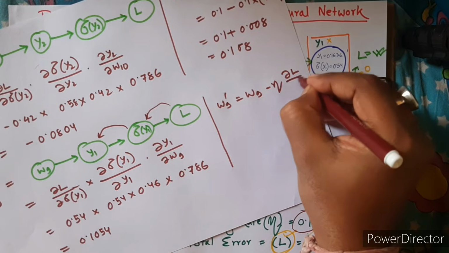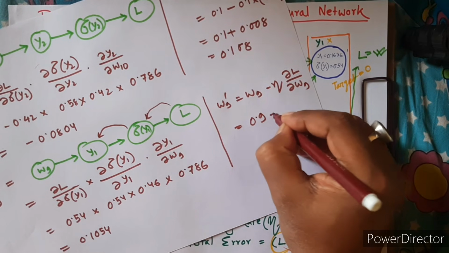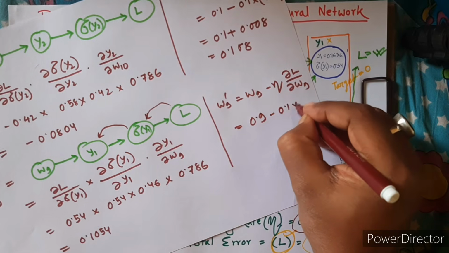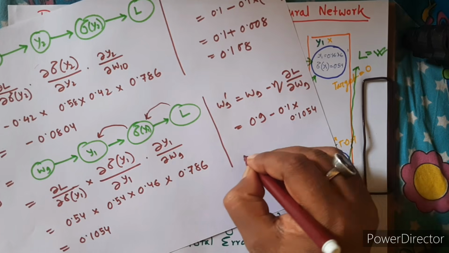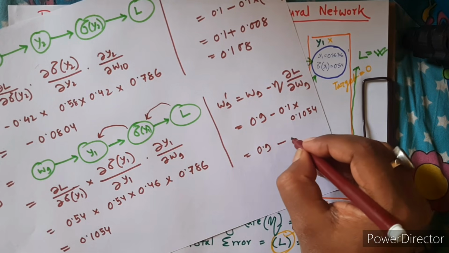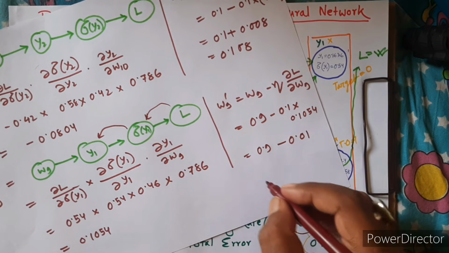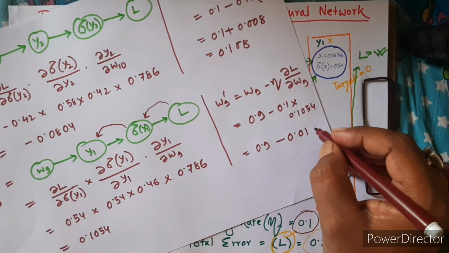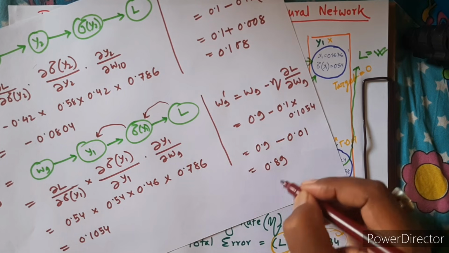What will be the next value of W9? This is the formula. W9 is 0.9, learning rate is 0.1, into 0.1054. So it will be 0.9 minus 0.01, so it will be 0.89 approximately.